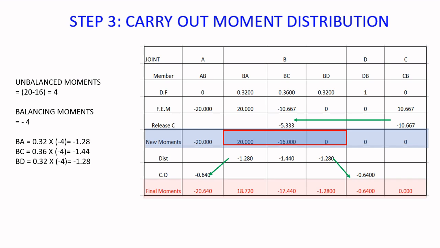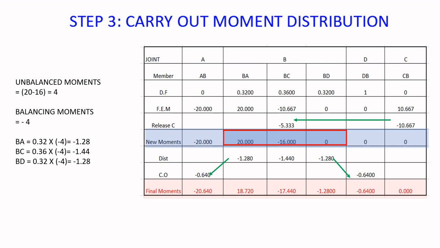So the final moments for AB will be negative 20 plus negative 0.64, and you get negative 20.64. For BA, it will be positive 20, sorry, plus negative 1.28, and you get 18.72. For BC, we have negative 16 plus negative 1.44, and you get negative 17.44.